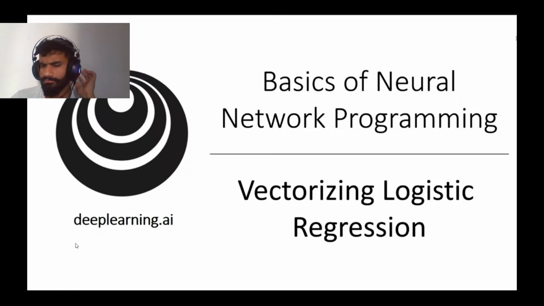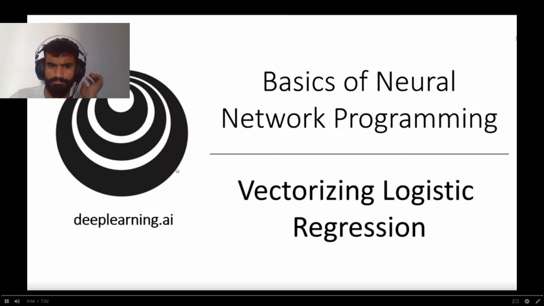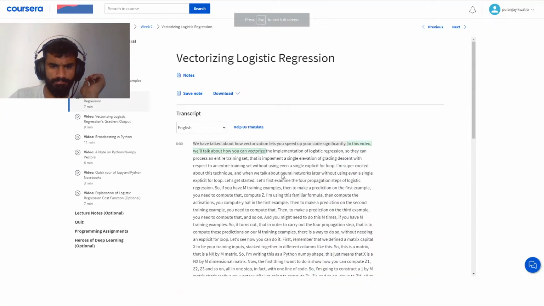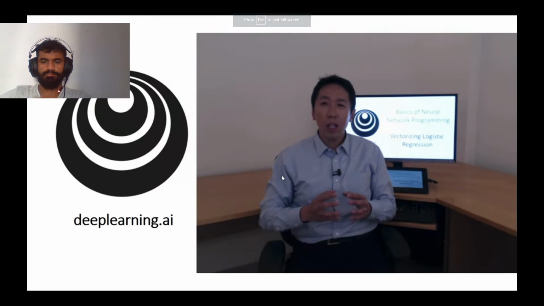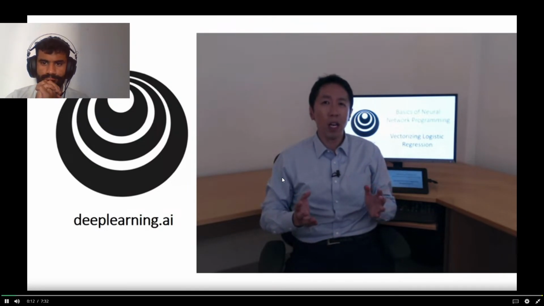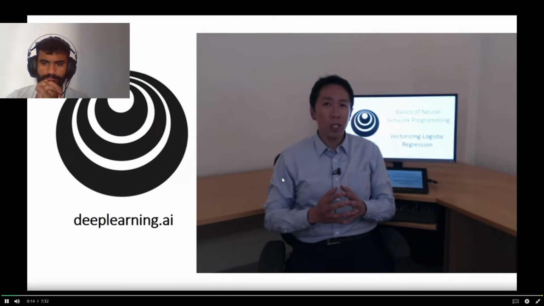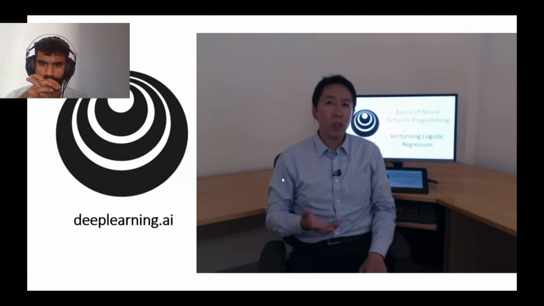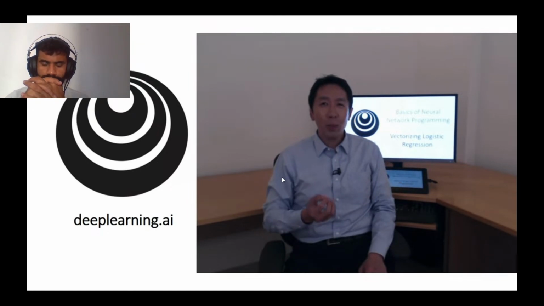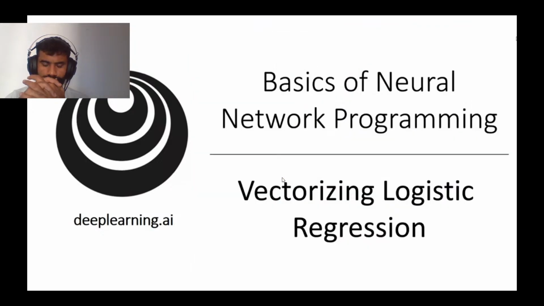We've talked about how vectorization lets you speed up your code significantly. In this video, we'll talk about how you can vectorize your implementation of logistic regression so that you can process an entire training set, that is, implement a single iteration of gradient descent with respect to an entire training set, without using even a single explicit for loop. I'm super excited about this technique, and when we talk about neural networks later, we'll also do so without using even a single explicit for loop. Let's get started.